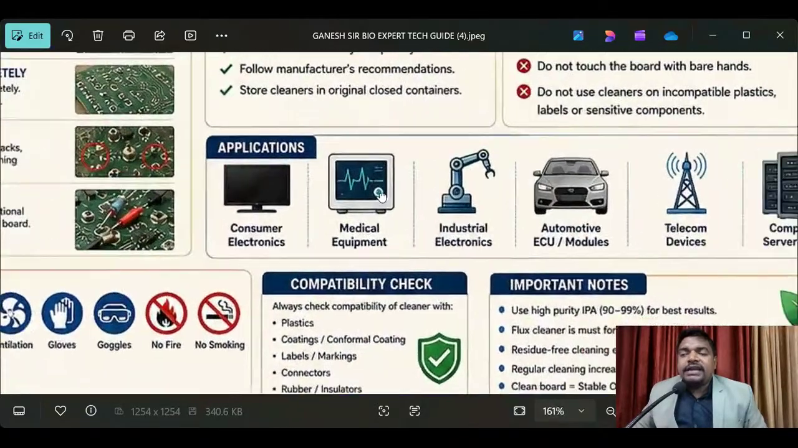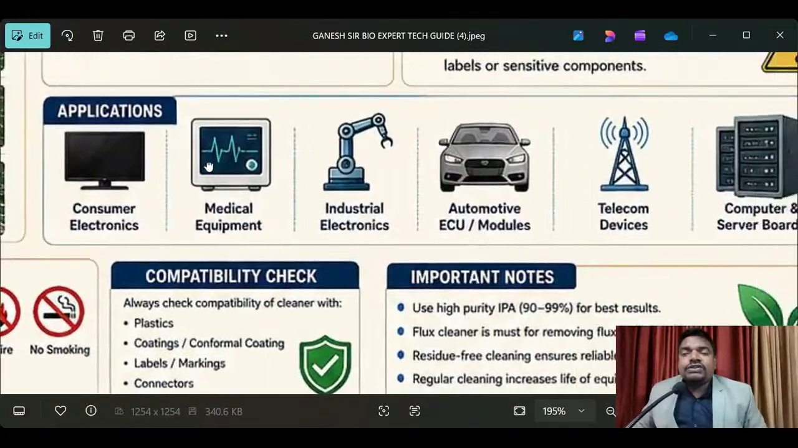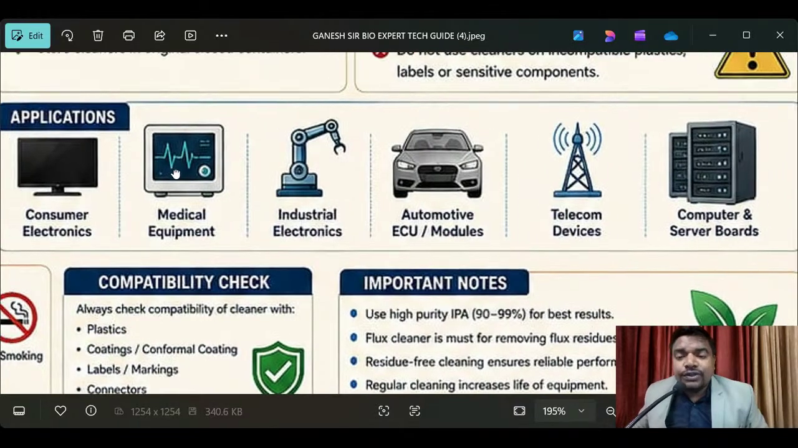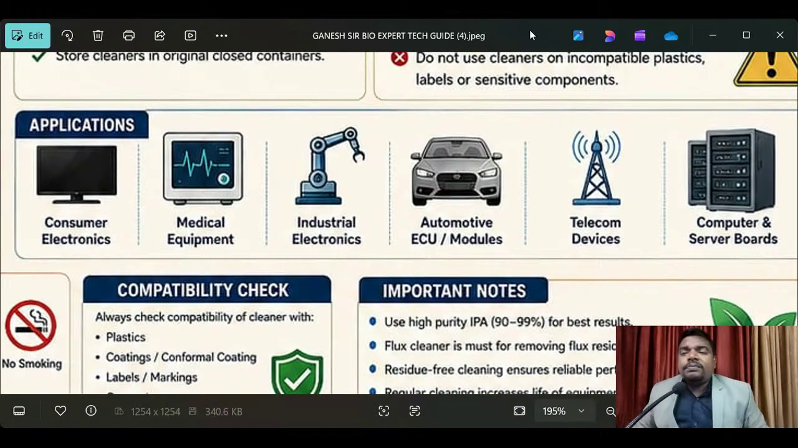Applications, I have already said here. See applications. If I show this also, these are not enough to show you, because electronic components are everywhere. Not only what I'm showing for example purposes, but everywhere there are electronic components. Everywhere there is a PCB. So that's why you have to understand.